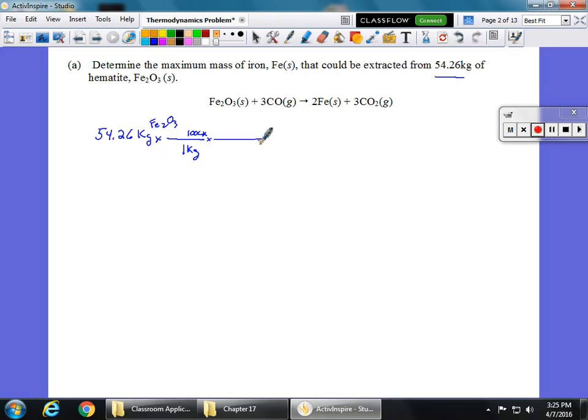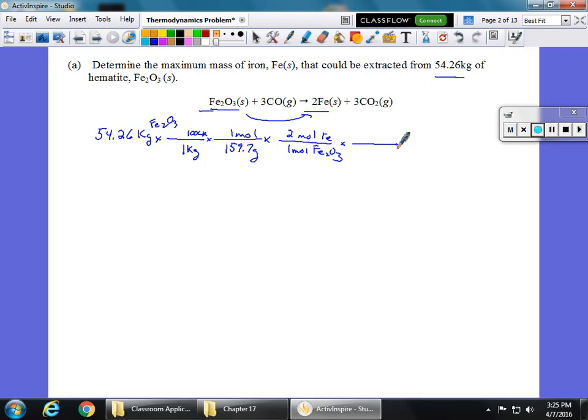One kilogram is 1,000 grams. We're going to convert to moles, so we've got to find the molar mass of the iron oxide. That's going to be 159.7 grams per mole. From the balanced chemical equation, we have a 1 to 2 ratio for the mass to mass. So every 1 mole of iron oxide is going to give us 2 moles of iron.